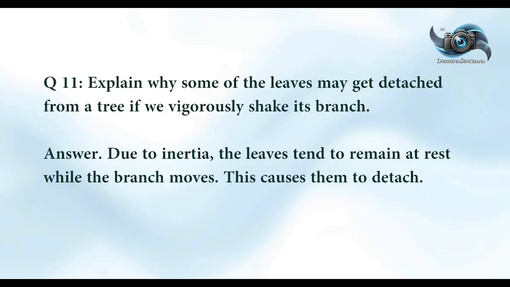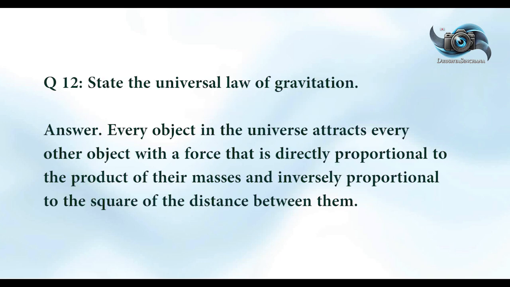Question number 11. Explain why some of the leaves may get detached from a tree if we vigorously shake its branch. Answer. Due to inertia, the leaves tend to remain at rest while the branch moves. This causes them to detach.